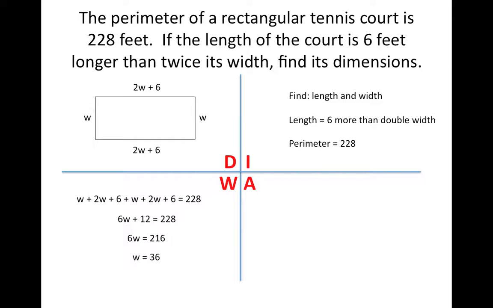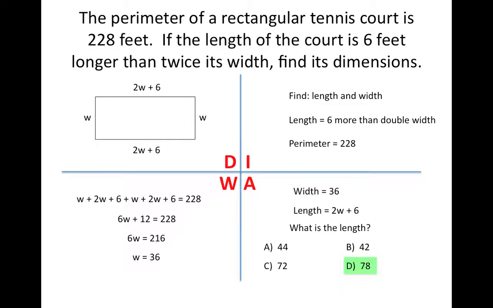So we have half the answer. The width is 36. We know the length is double that plus 6. So what is the length? If we double 36, we get 72, and then add 6 to get 78. So the length is 78. We finally just want to check to make sure we answered the question. It asked us to find the dimensions, so we're done. We're just going to draw a box around our answer.